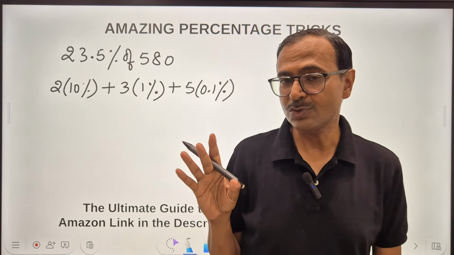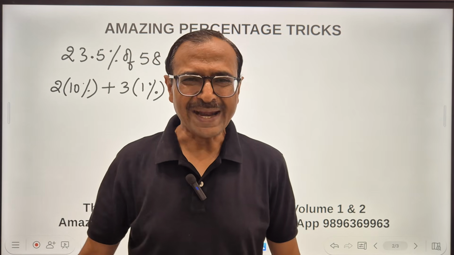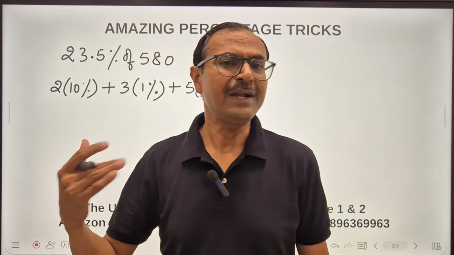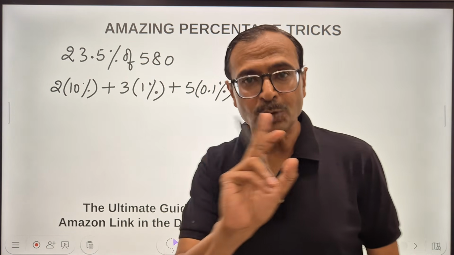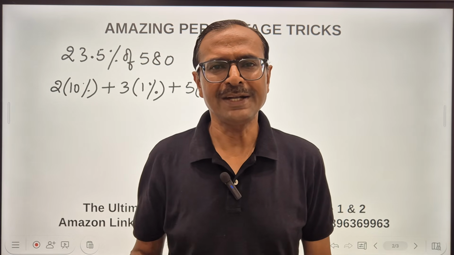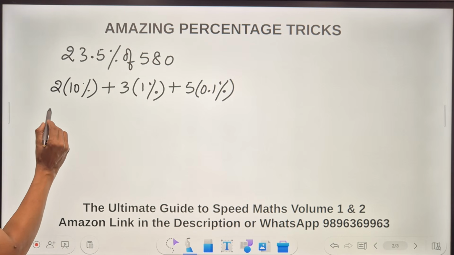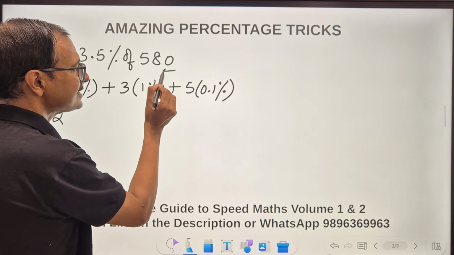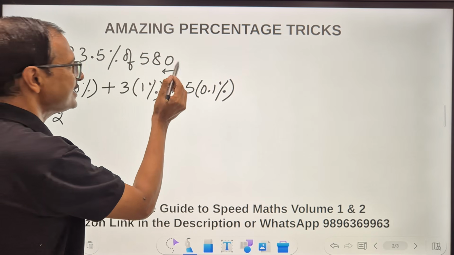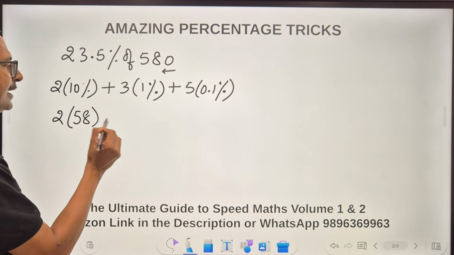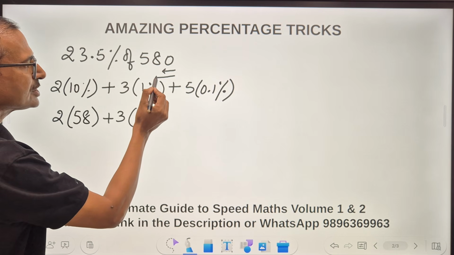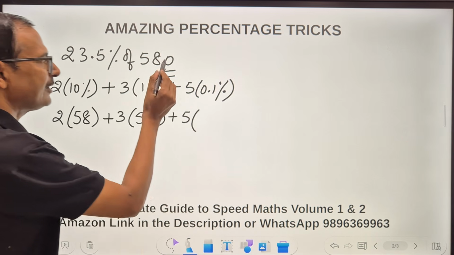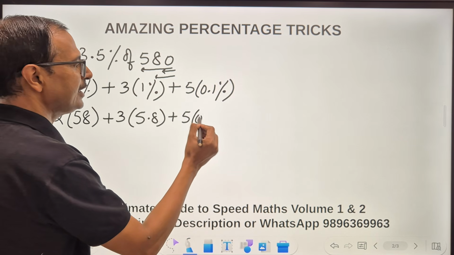See, I always say to my students, when you're watching a video, you don't have to write everything. I write everything because I need to tell you how the trick works. If I don't write, how will you understand? This is not to be written. This is to be understood in terms of mental maths. So 2 times, now you should understand 10% of a number is obtained by putting a decimal 1 digit from the right hand side. So 58.0 is practically 58 only. And then 3 times 1%, 2 digits from the right hand side, so 5.80, which is 5.8, and 5 times 0.1% is 3 digits from the right hand side, 0.58.